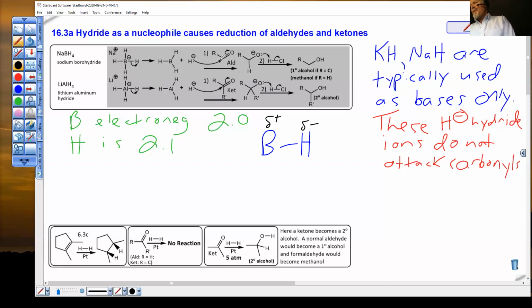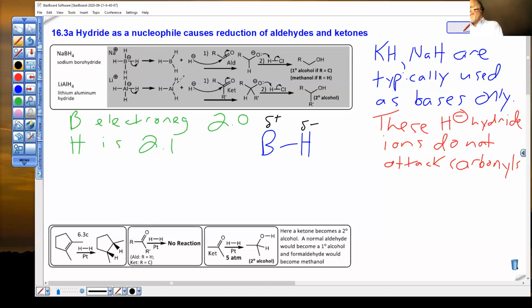We could interchange this borohydride with aluminum hydride. Aluminum hydride is typically more reactive. It's a more general hydride reactor, and it does more things. Sodium borohydride is more selective. We'll explain the use of that word more fully a little later.